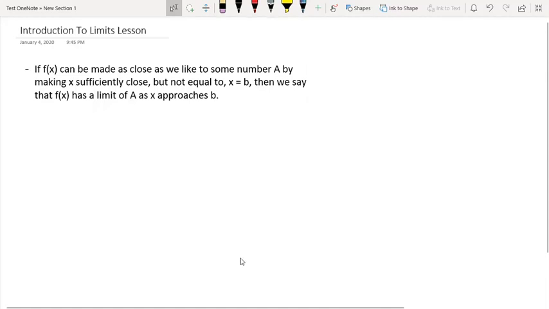Okay, so in this video, I'm going to be going over what a limit is and how we can use limits to analyze functions and its importance in calculus. So to understand what a limit is, first we have to go over what the definition of a limit is.